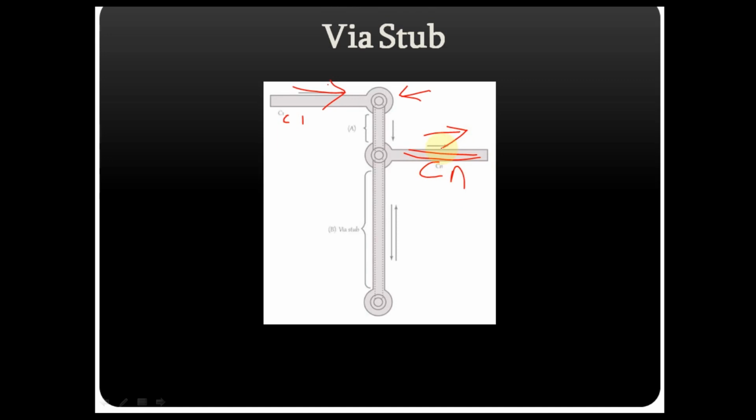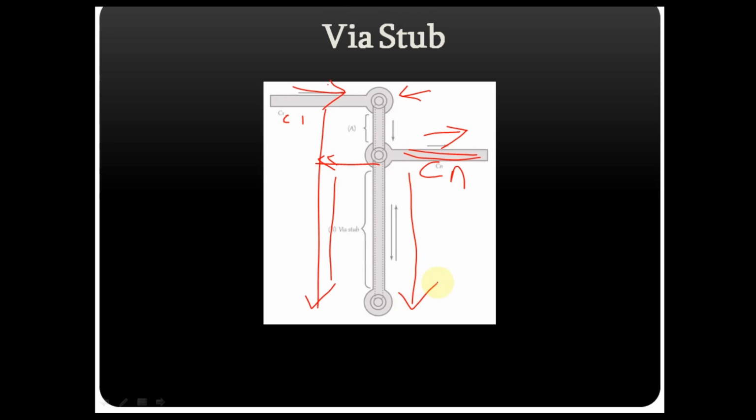But since you have a complete via from the top layer to the bottom layer, this portion of your via is not being used. This is called the via stub. So if a signal is traveling from C1, some portion of your signal goes to C, and some portion of your signal travels here.